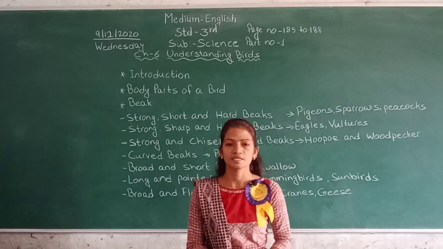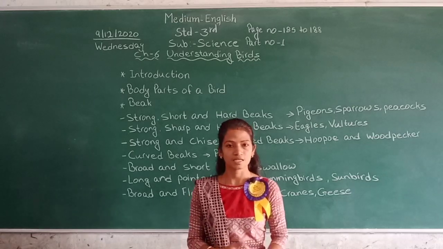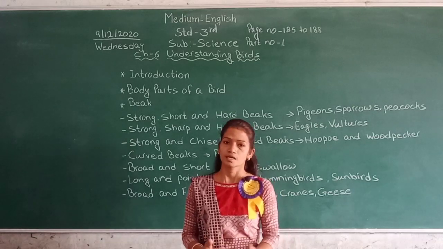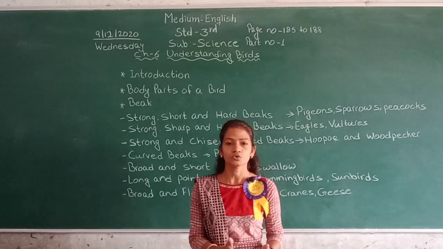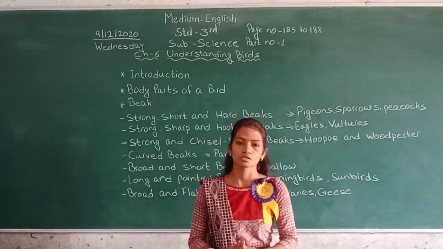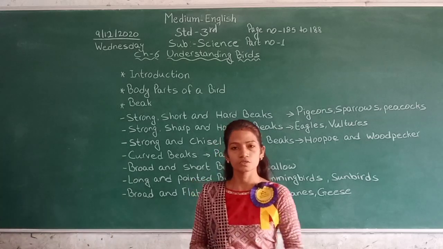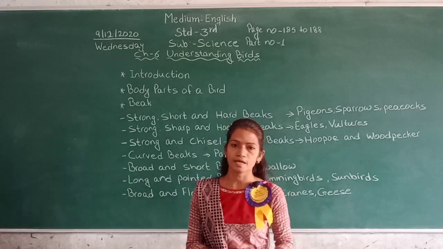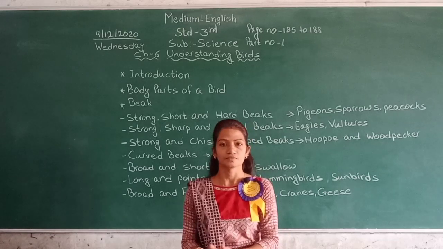Parrot eats seeds, nuts and fruits. That's why it has these types of beaks, curved beaks. These curved beaks help it to crack seeds, nuts and fruits to eat. So, parrots also use their beaks to climb trees.